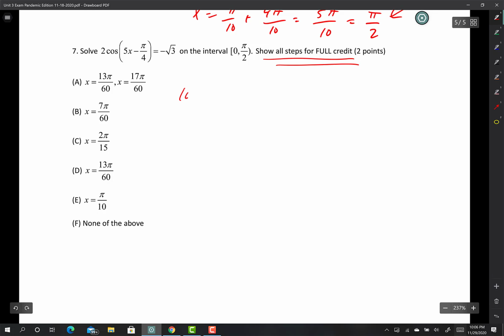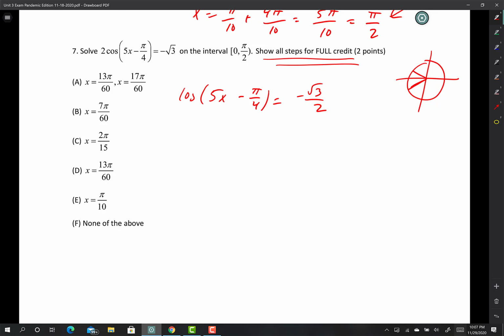Divide by 2 both sides, so cosine. So almost everyone at least I think did this here. Cosine 5x minus pi over 4 equals the negative square root of 3 over 2. And then from there on the unit circle, negative square root of 3 over 2 happens in 2 locations. And you could have done the plus minus deal. It would have been perfectly fine. Or you could have just gone this route, 5 pi over 6 and 7 pi over 6.